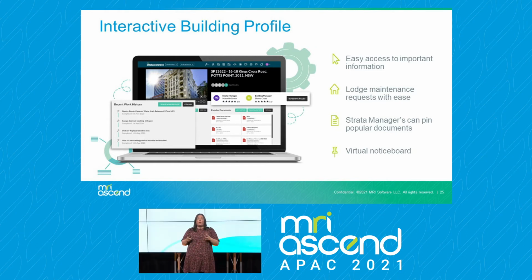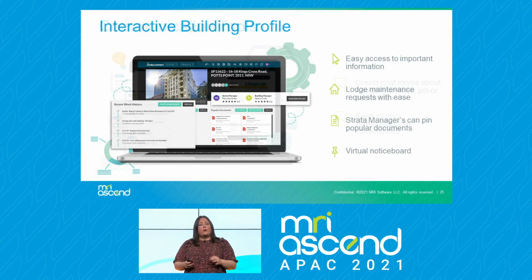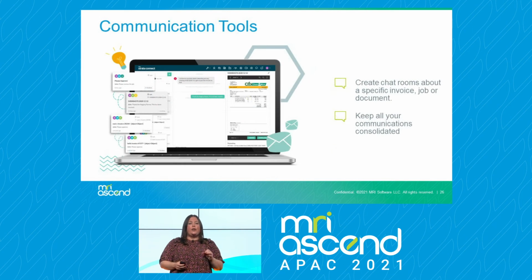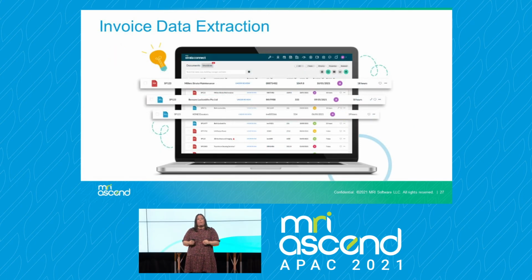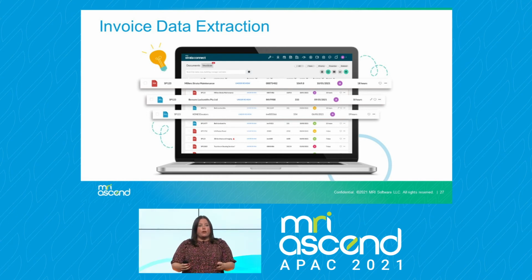We've also got some awesome communication tools. So with Strata Connect chat functionality, you can create individual chat rooms regarding a specific invoice, job, or even a document. This will assist in reducing the number of email threads that are constantly coming through to your inbox or fielding all those calls from committee members, allowing all of the communication to be collated and stored in one central location. Strata Connect also offers a number of pay-per-use premium features, which I'll run through with you now.